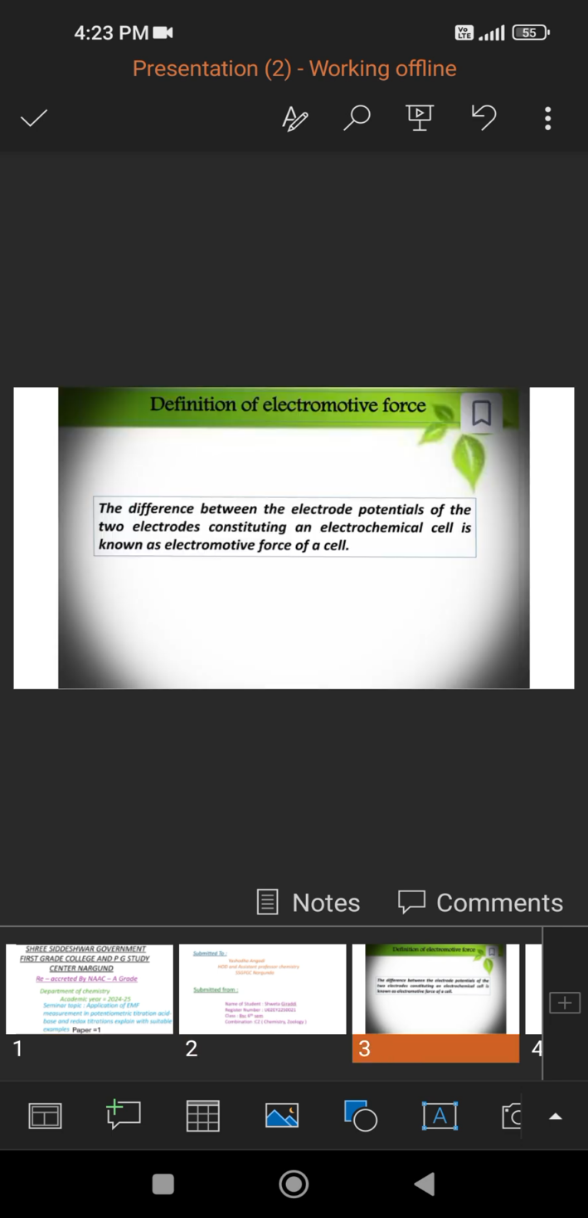First one is definition of electromotive force. The difference between the electrode potential of the two electrodes constituting the electrochemical cell is known as the electromotive force. It is also known as EMF.